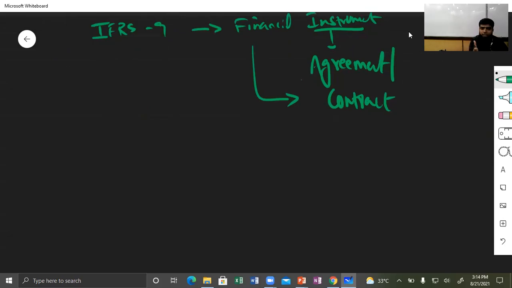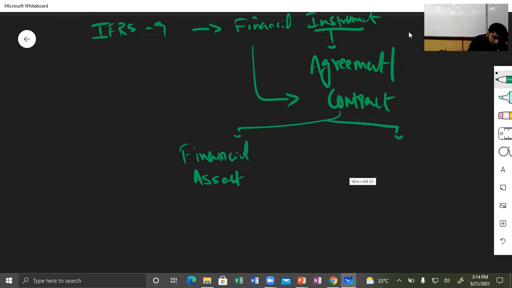In terms of IFRS 9, it defines a financial instrument as an agreement or a contract which creates a financial asset for one party and a financial liability or equity for another party. That is what is known as a financial instrument.